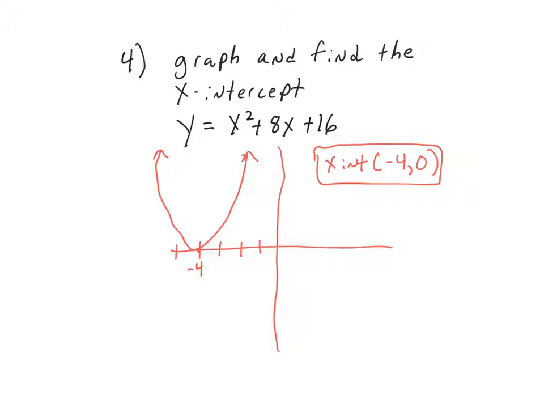On number 4, we have to graph and find the x-intercept of y equals x squared plus 8x plus 16. I put this into Desmos and I came up with this graph right here. And that means that it's only touching the x-axis in one place, and that's at negative 4. So the x-intercept, and there's only one, is at negative 4 and 0.